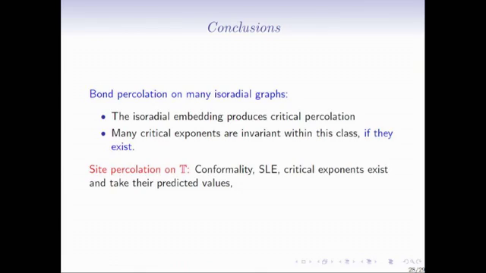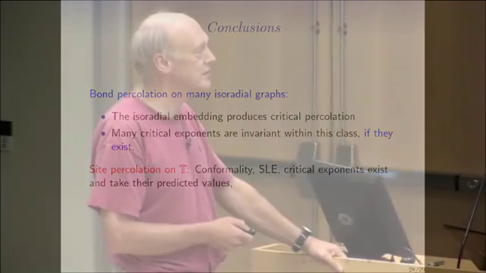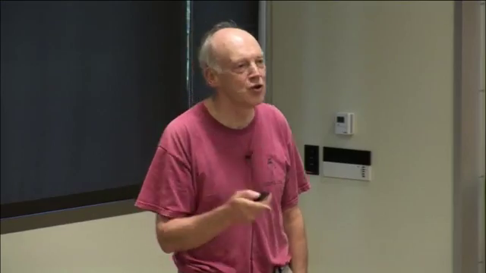Let me just conclude and also give you a summary of areas to be discussed in the future. First of all, this isoradial embedding produces critical percolation, and you have universality within this class if the exponents exist. Contrast that with site percolation, for which we know an enormous amount, but is not one of these systems.